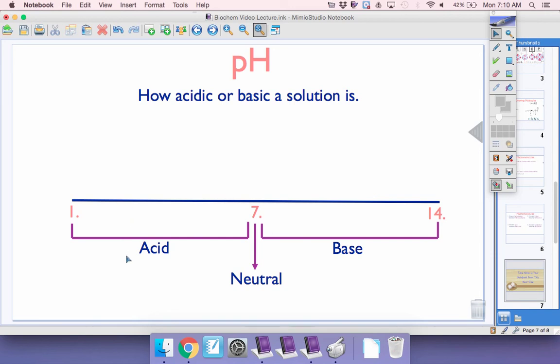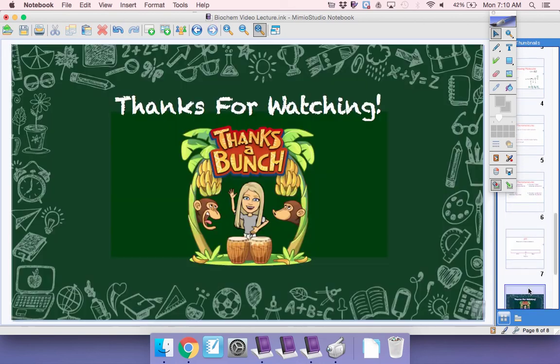Some typical acids in your household are lemon juice. That's the big one, pop is acidic. Coca-Cola is acidic. It's one of the most acidic ones, pops. Over here at the base side, bleach is basic. Some different juices are basic. I can't remember which ones. Your laundry detergent's probably basic. And then neutral is pure water.